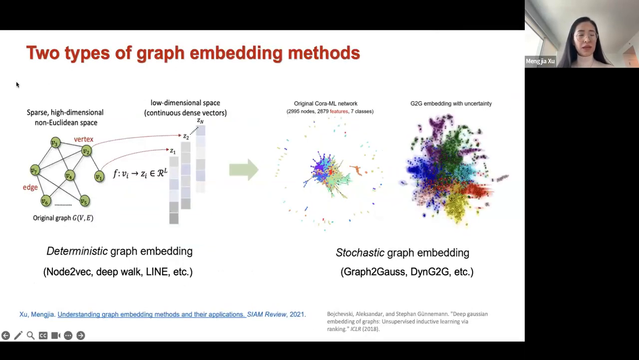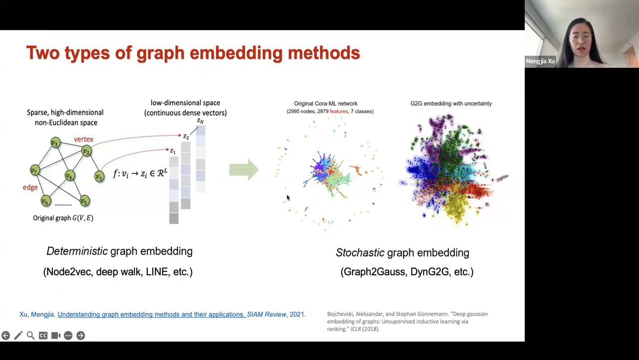Today I'm going to mainly focus on two types of graph embedding methods. The first one is deterministic graph embedding. Most studies belong to this type, because they can map sparse high-dimensional non-Euclidean space graphs into a low-dimensional space as continuous dense vectors. Basically, each graph node in the original space can be encoded as a lower-dimensional continuous dense vector, for example the very famous Node2Vec paper proposed by the Stanford group, and DeepWalk, LINE and many other approaches.